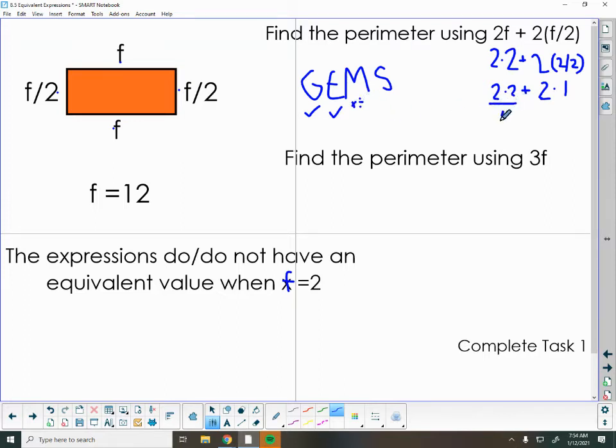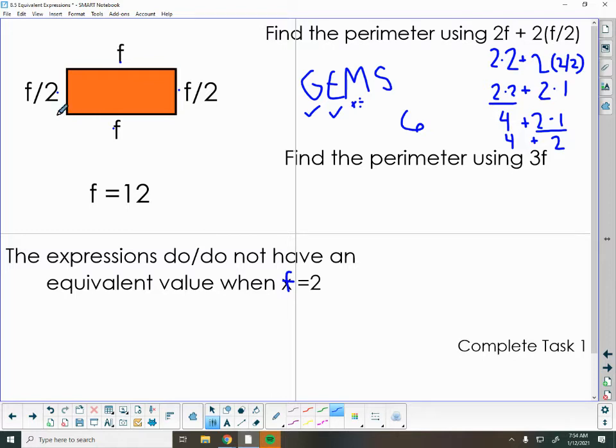2 times 2 is 4. Plus 2 times 1. So now we're going to multiply. 2 times 1 is 2. So 4 plus 2 is 6. So this has a perimeter of 6 units.